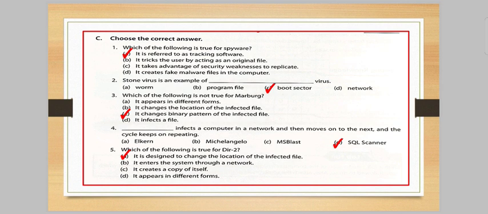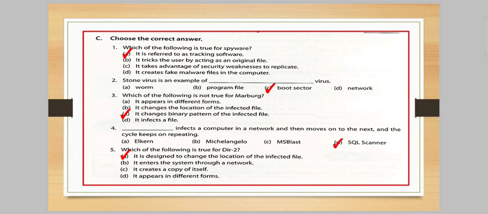Next, which of the following is true for Mugburg? It can change the binary pattern of the infected file. So option C is the correct answer. Next, it infects a computer in a network and then moves on to the next, and the cycle keeps on repeating. So option D, SQL scanner, is the right option. Next, which of the following is true for Dir2, Directories 2? It is designed to change the location of the infected file. So these are the tick marks from this chapter.